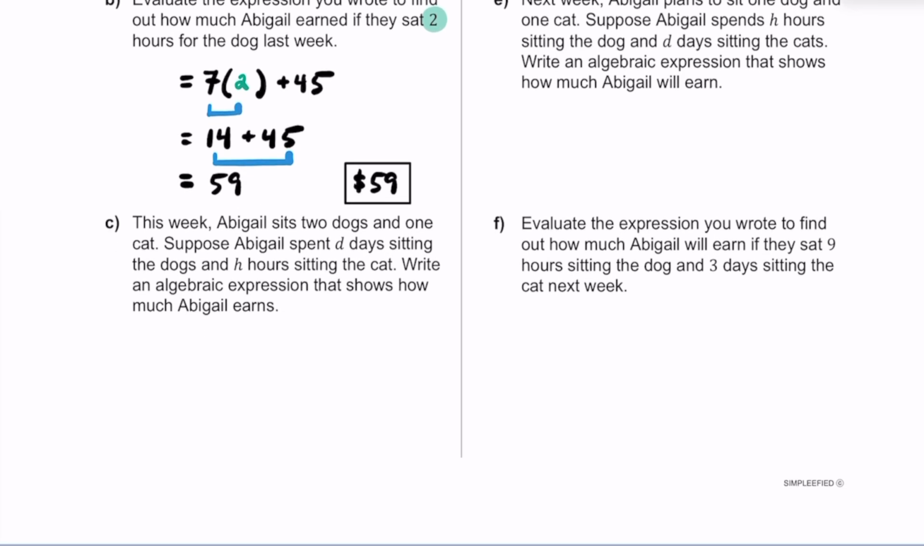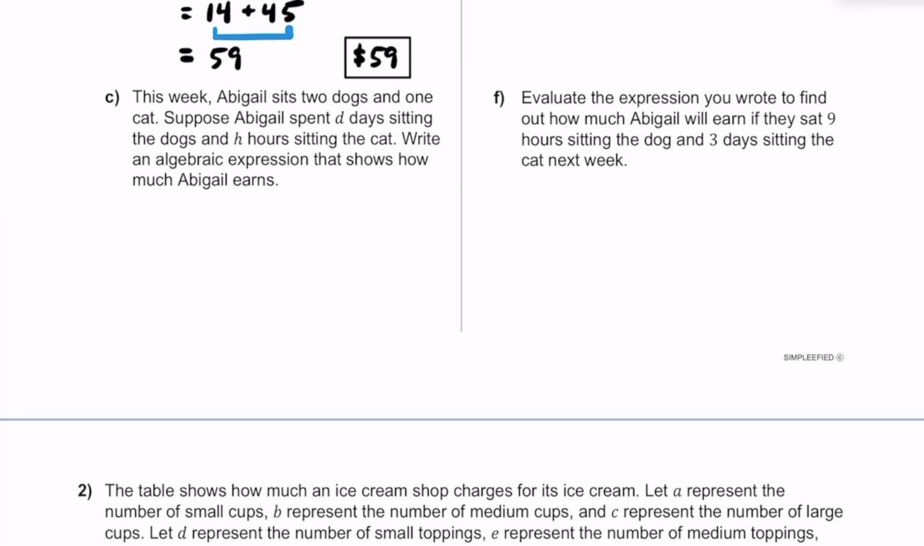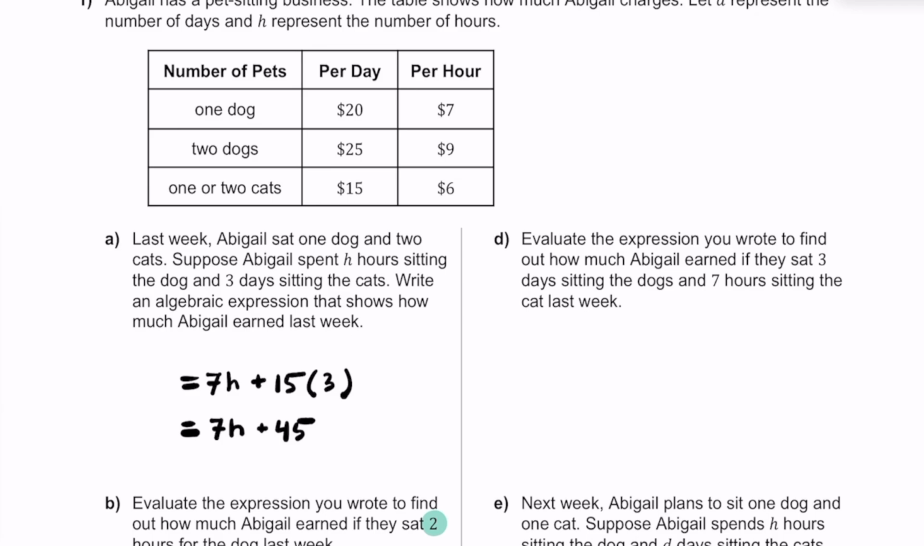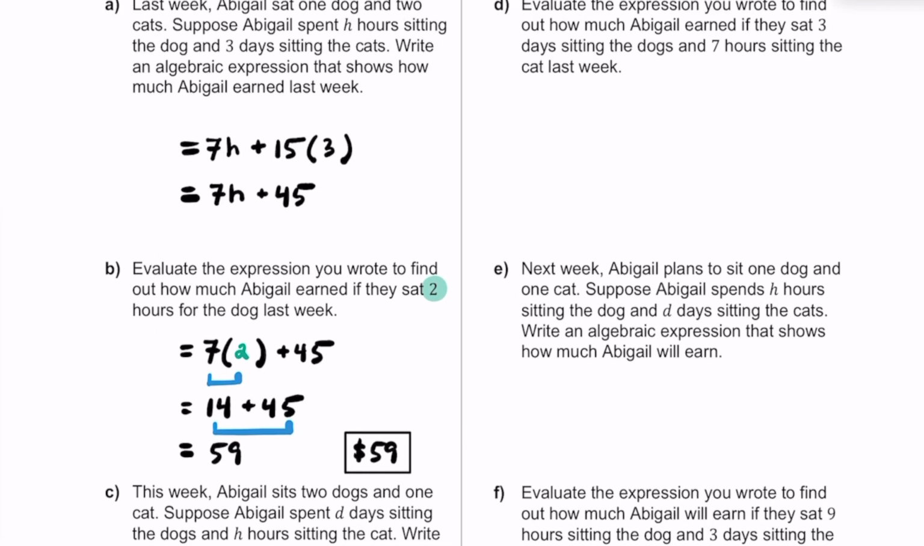All right, let's take a look at part C. For part C, it says this week Abigail sits 2 dogs and 1 cat. Suppose Abigail spent D days sitting the dogs and H hours sitting the cat. Write an algebraic expression that shows how much Abigail earns. So let's see, 2 dogs, and it's for the number of days. So dogs and days. Let's look at our chart here.